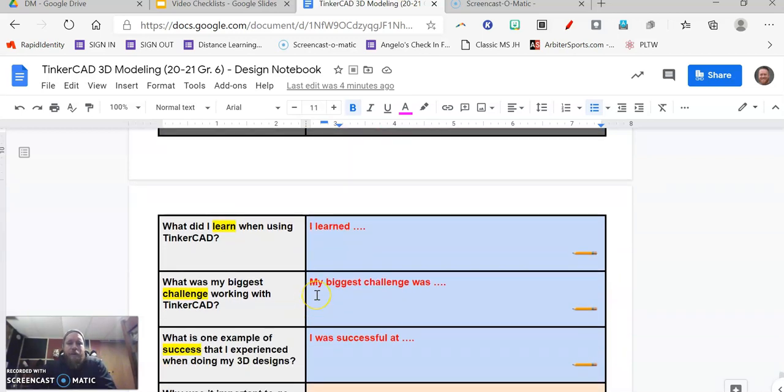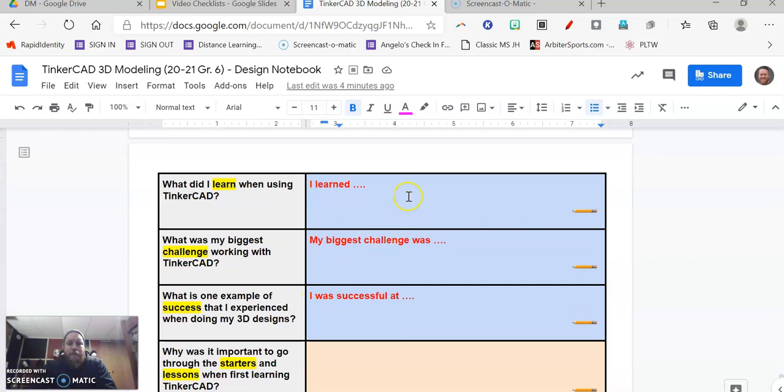So the 3 questions that everybody must answer, blue background here: what did I learn when using TinkerCAD? What was your biggest challenge working with TinkerCAD? And what is one success that you experienced when doing 3D designs? All right, those are the must-answer questions. We want you to think back, reflect on what were things that were difficult. But then ultimately, what did you feel proud of, that you accomplished, and what you were successful at? All right, those are the 3 must-answer questions.